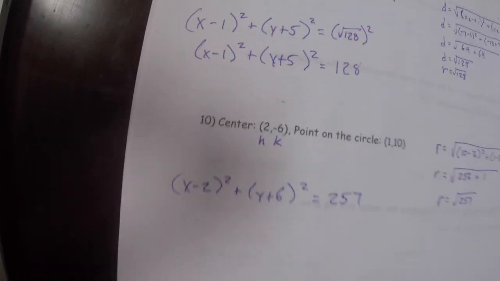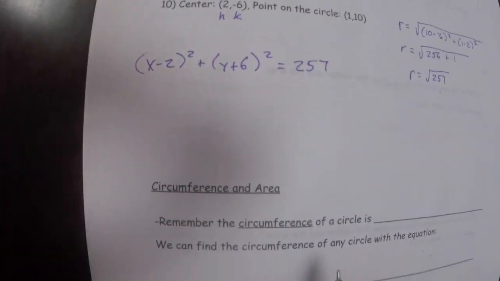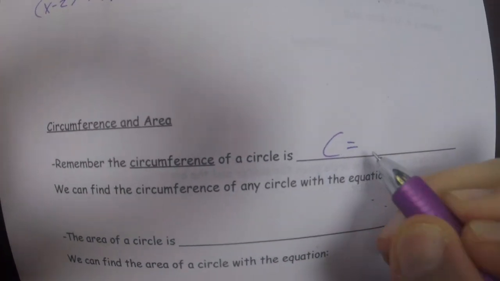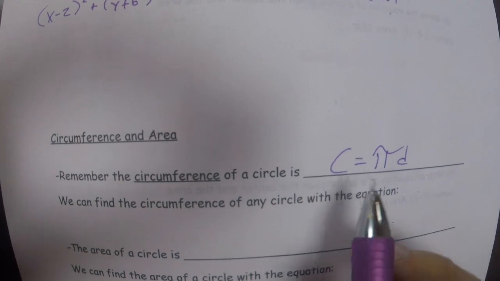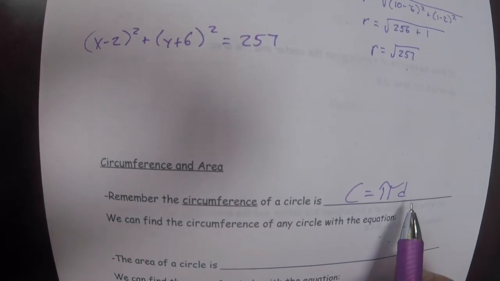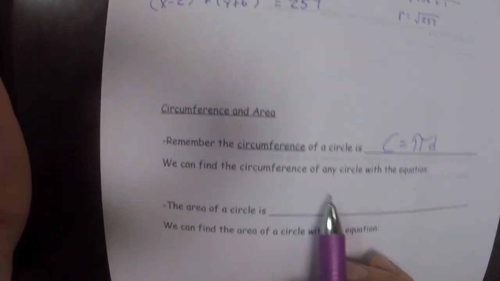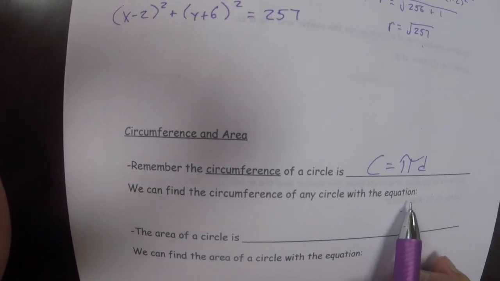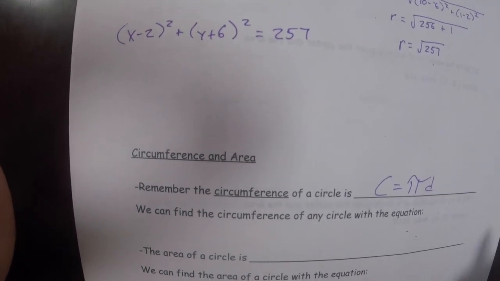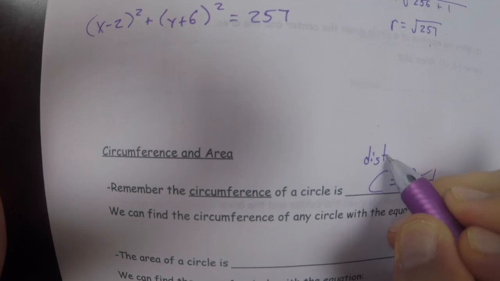Moving forward. Circumference and area. Remember, the circumference of a circle is cherry. Pi is delicious. Circumference equals pi times d. We can find the circumference of any circle with the equation. Oh, I meant to write that down here, guys. Sorry. Okay. Circumference is the distance around the circle.